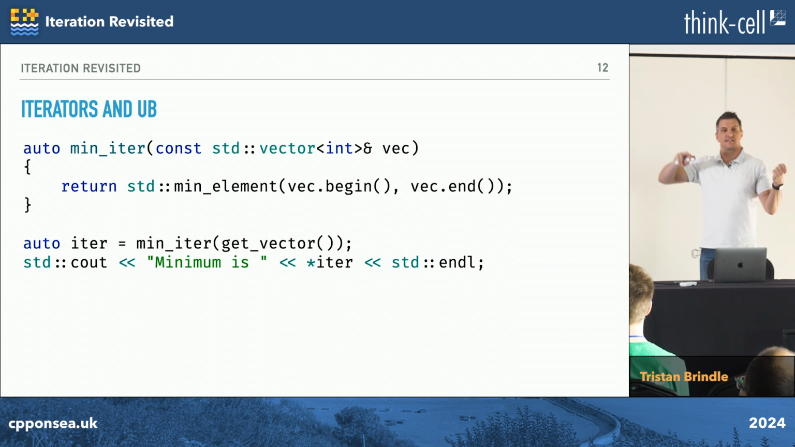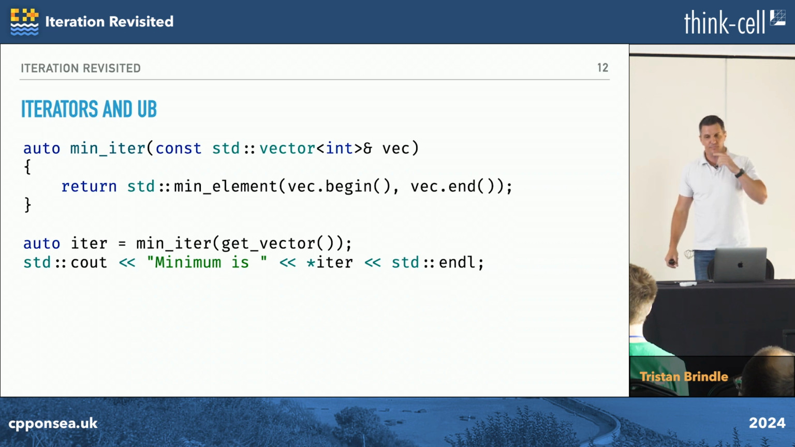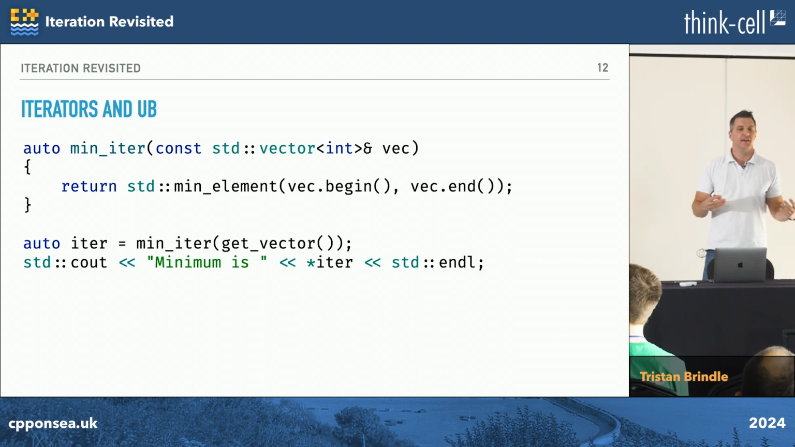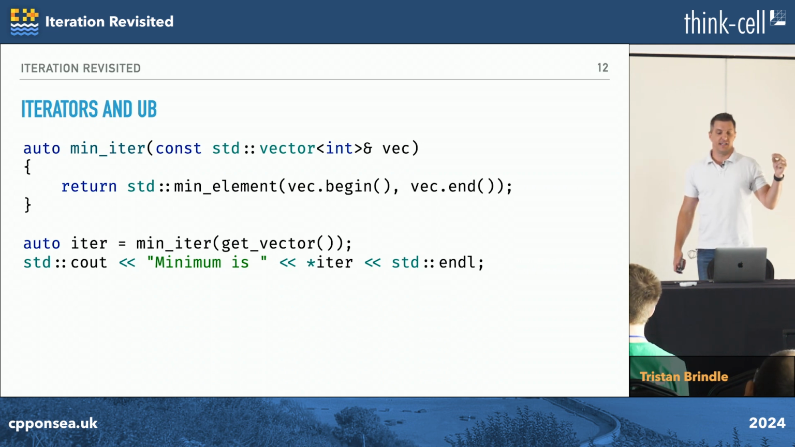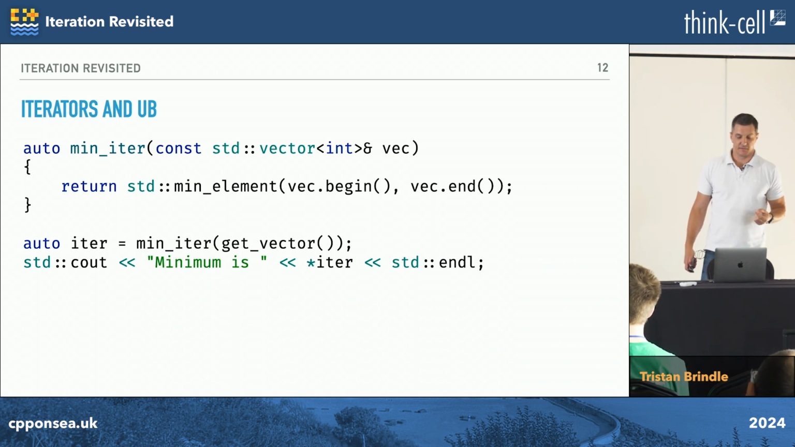And then we get to the end of the full expression, which is the technical term. We get to this closing semicolon. And all of a sudden, our temporary vector that was returned from getVector gets destroyed. And now iter is a dangling iterator. And on the last line, when we try to dereference this dangling iterator, we get undefined behavior.